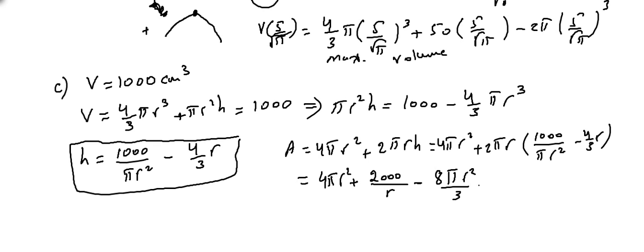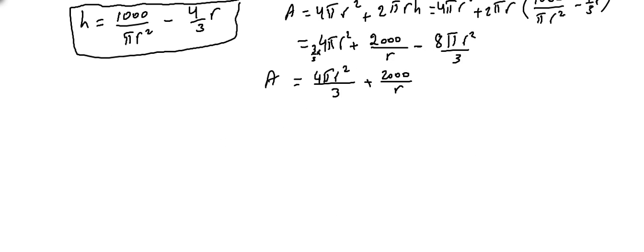That's great. We can add the first term and the last term by multiplying by 3 over 3. We got 12 and minus 8, it's 4 pi r squared, because those are like terms, over 3. So 4 pi r squared over 3 plus 2000 divided by r. Okay, this is the total surface area.